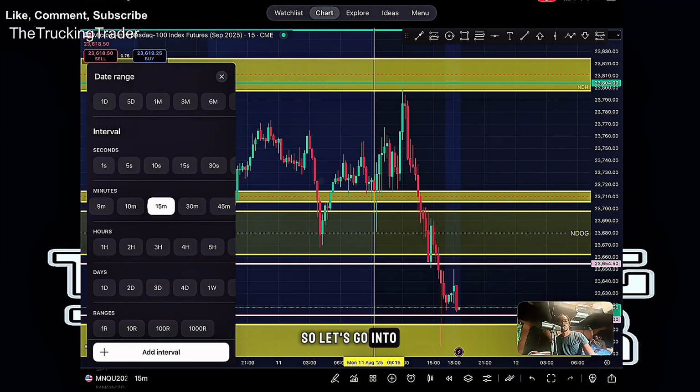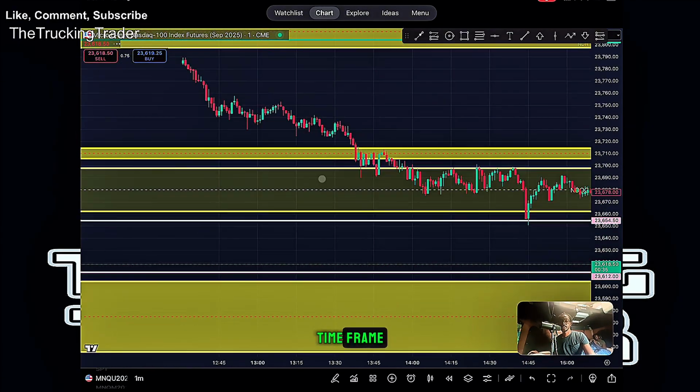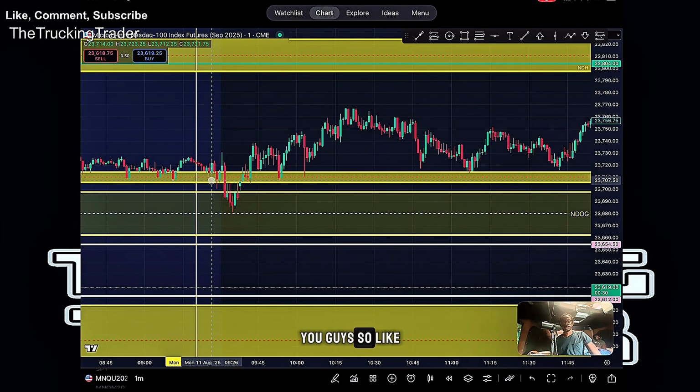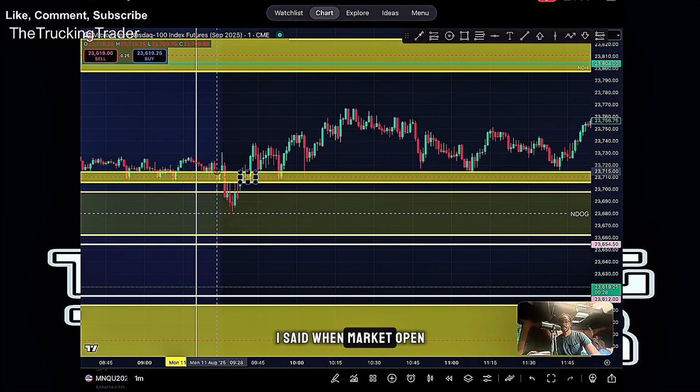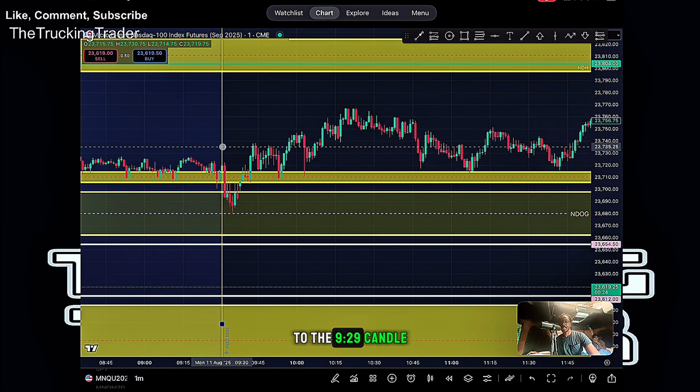So let's go into the lower time frames. I'm going to drop down into the 1 minute time frame so I can show you guys. So like I said, when the market opened, we're about right in here. When the market opened, I'll move this line to the 929 candle.